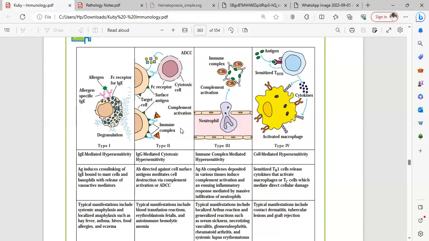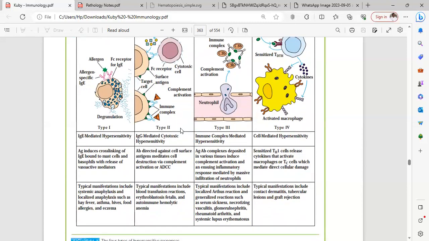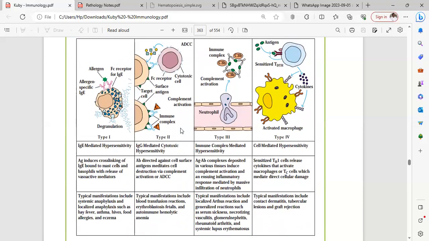Sawa. But I'm sure you are well versed in this. So type 1, the example that we usually give is asthma. Type 1 is IgE mediated. Basically, the one in the book, the one that Gonti explained, is much better compared to this.